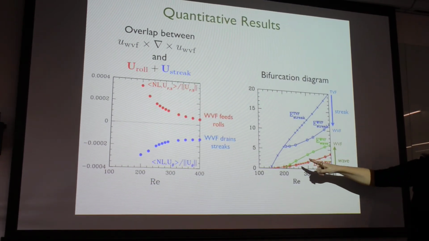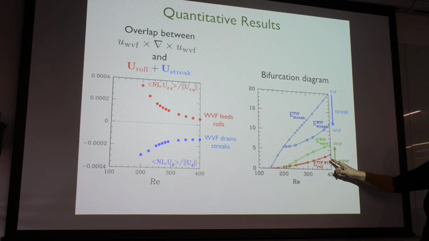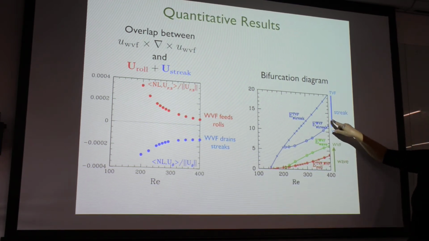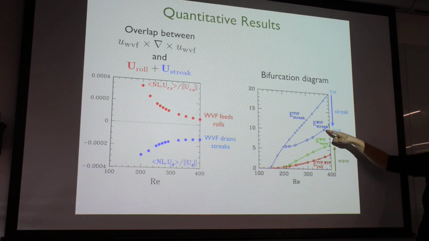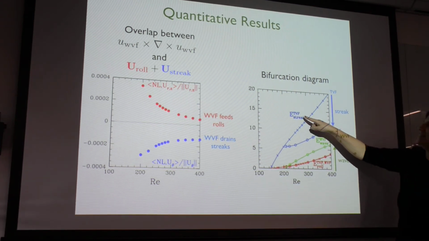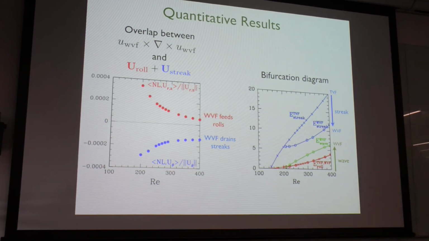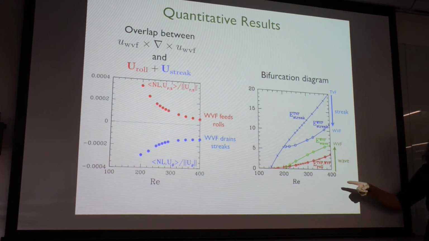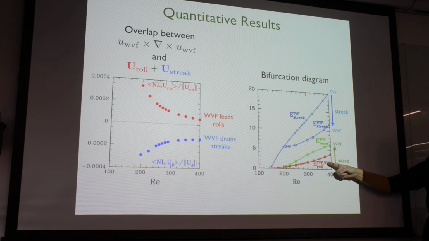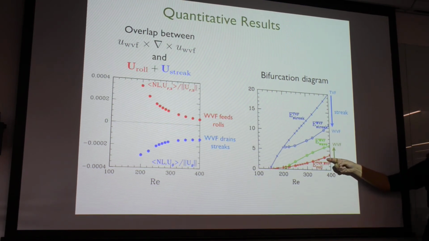We didn't find so much this other picture of feeding the rolls. That we didn't find. But this we found, that the energy in the streaks of the wavy vortex flow is less than that in the Taylor vortex flow. Well, it has to be. Okay, I'm sure there's good reason for that, but you'll explain to me. But what about this non-feeding here? Is that okay? You don't mind that?